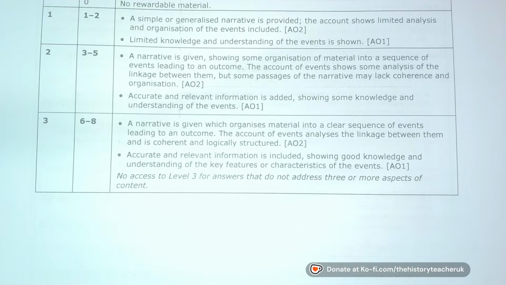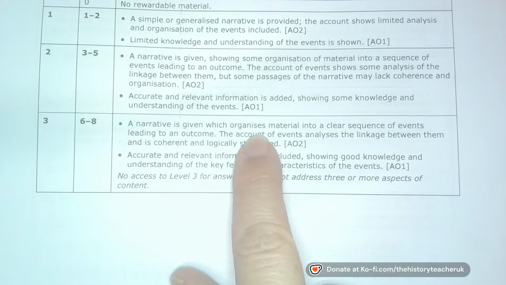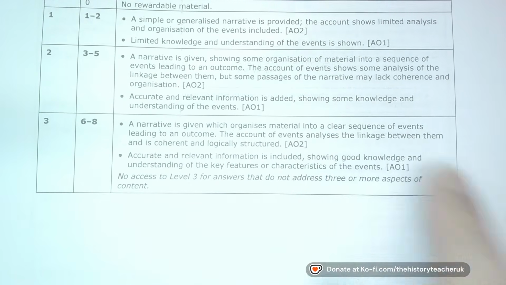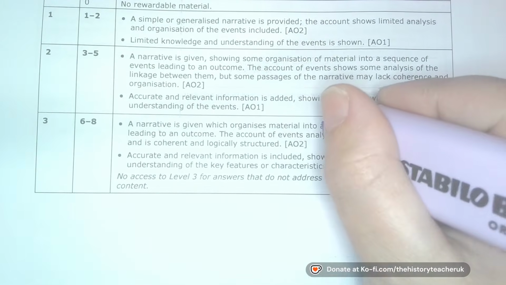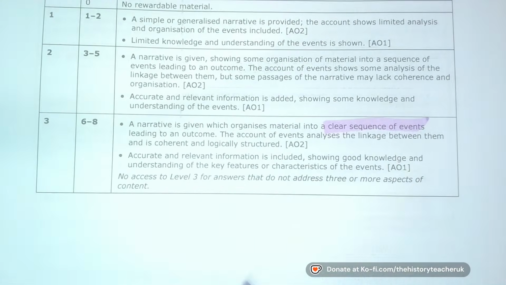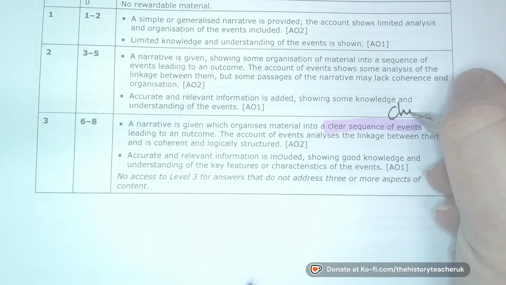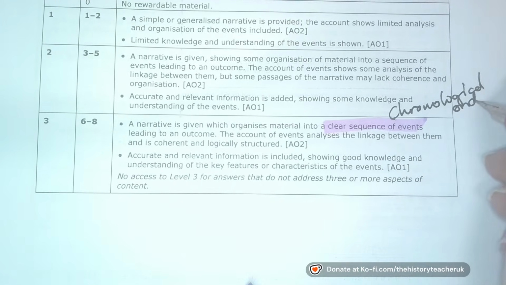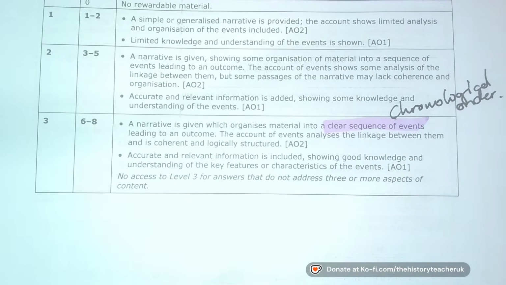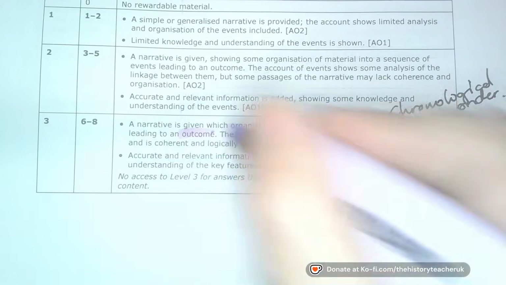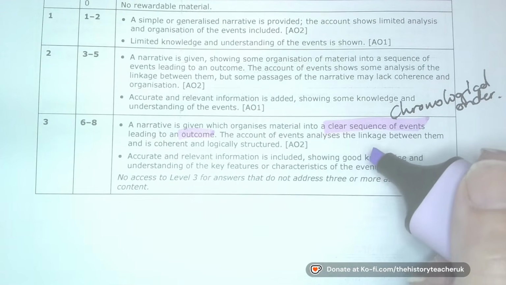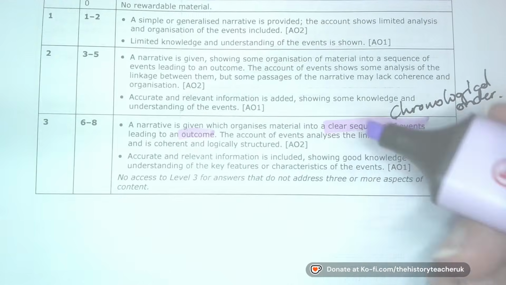So let's have a look at what we need to do to get full marks. A narrative, the story, is given which organises material into a clear sequence of events. What do we call a clear sequence of events in history? We call it chronological order, leading to an outcome. So there's a conclusion.